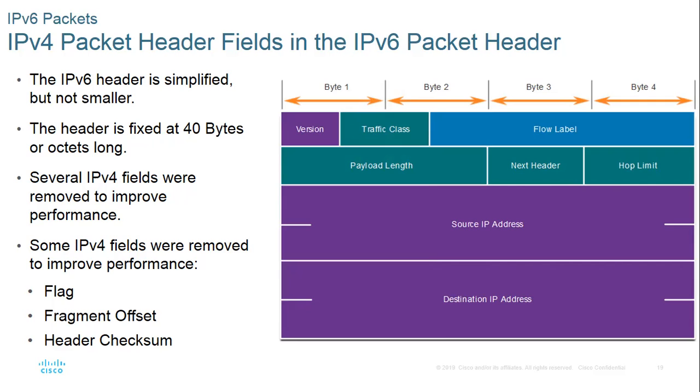Since we don't need fragmentation, the fragment offset is eliminated. And since it's a best effort protocol, which means even if we discover there is an error in the header no action will be taken, we removed the header checksum.